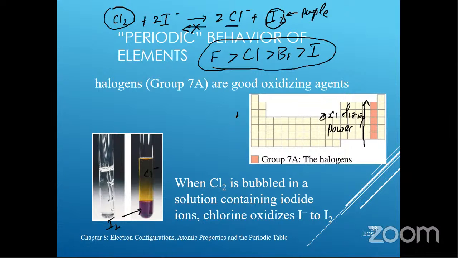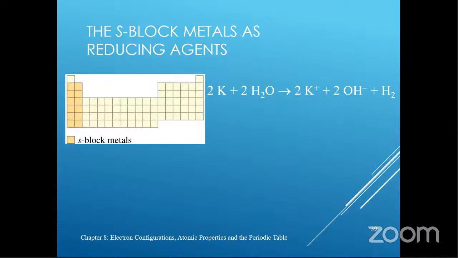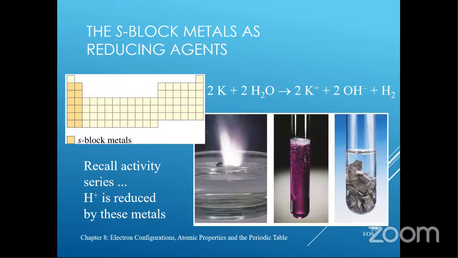So that's basically some properties displayed by the elements in group 7. Okay, as far as the S block elements are concerned, they tend to be very good reducing agents. So for example, potassium when added to water will react violently to form potassium hydroxide and hydrogen, right? So basically what happens is that the potassium displaces the hydrogen from the water to form the products here, right? And what you'll find is that in group 1, the reactivity increases as you go down the group, right?